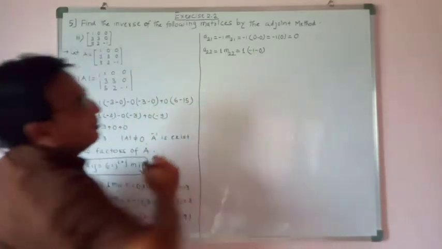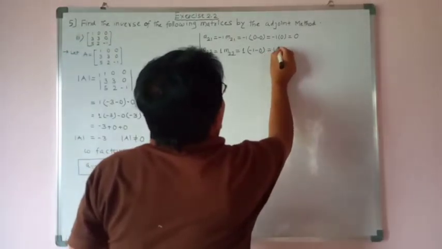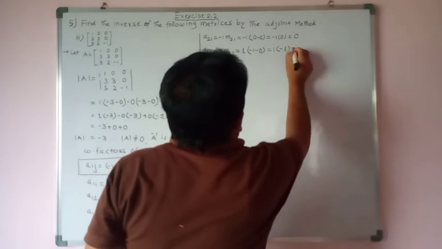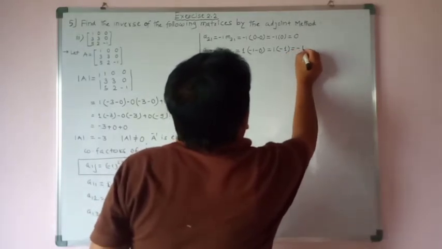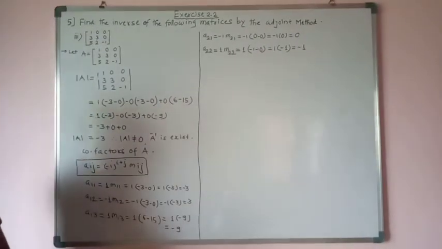The operation is a subtraction: minus 1 minus 0. Therefore, 1 into minus 1 minus 0 is minus 1. So A22 is minus 1.